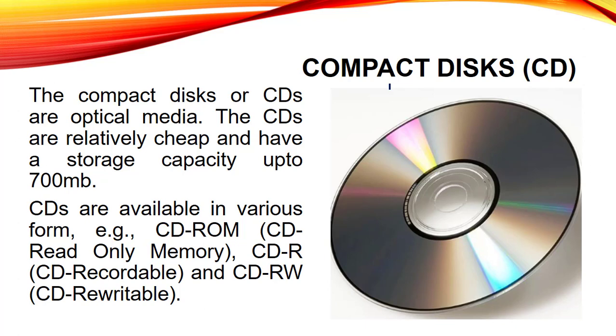These CDs are available in various forms. We have CD-ROM. CD-ROM means a CD in which we cannot change the data. That data can only be written once. Next we have CD-R. In a CD-R, we can record data as per our wish. Then next we have CD-rewritable. In a CD-rewritable, we can read or write data as per our requirement.